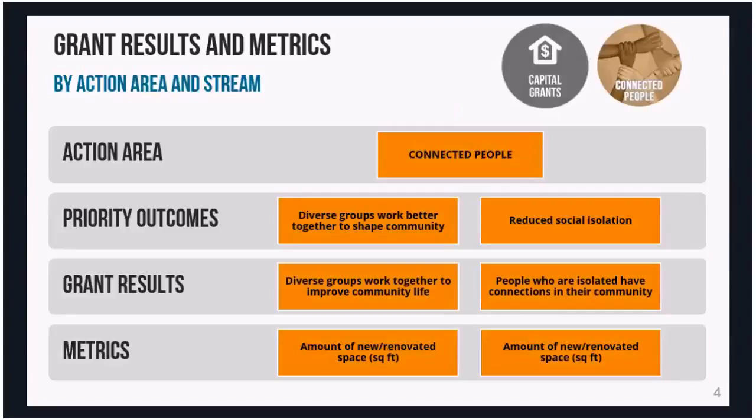Moving on now to connected people. The 2 grant results in this action area that support capital exclusive projects relate to increasing social connections and bringing diverse groups together to improve community life. We support the places and spaces for activities that build social connections and increase community collaboration. These include, but are not limited to, recreational activities, cultural activities, and other social interactions.